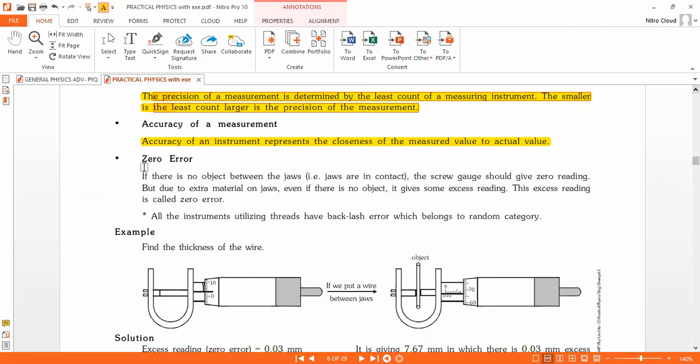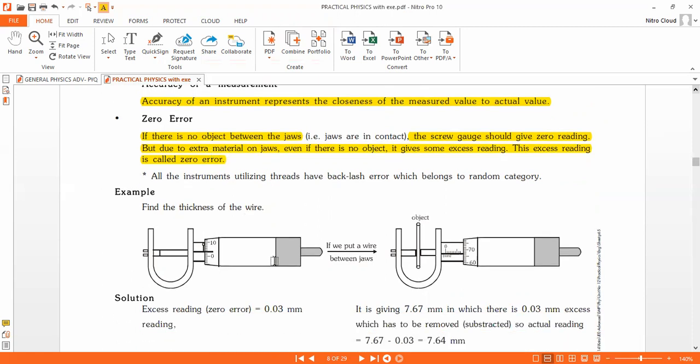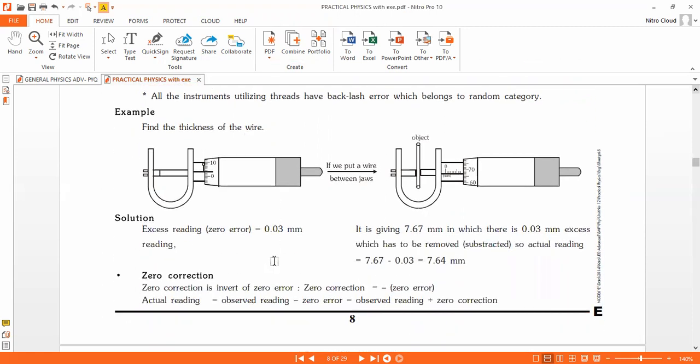If there is no object between the jaws, the screw gauge should give a zero reading. But due to extra material on the jaws, even if there is no object, it will give an excess reading. That excess reading, we call it zero error. Now, let us consider an example.